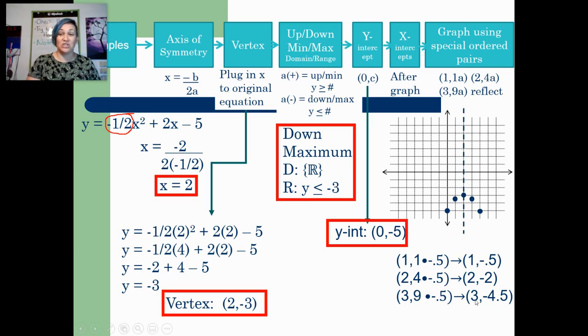Now, I've run out of space, but you guys should still have space to do your last special ordered pair, which is 3, negative 4.5. So remember to go back to your vertex and go right 3 and down 4.5 boxes. 4 boxes and then an extra half.